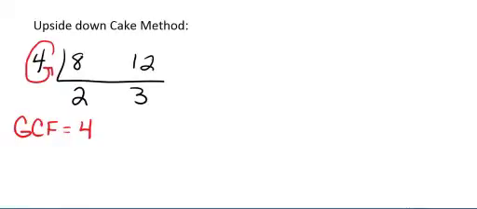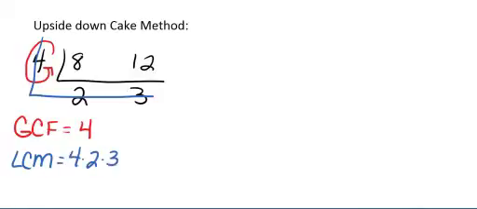Now, for the least common multiple, we're going to create an L through that left column as well as the lowest row. So my least common multiple will include all those numbers, which is 4 times 2 times 3, which is 8 times 3, or 24.